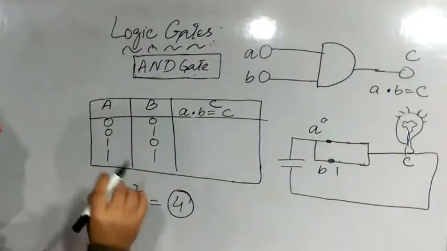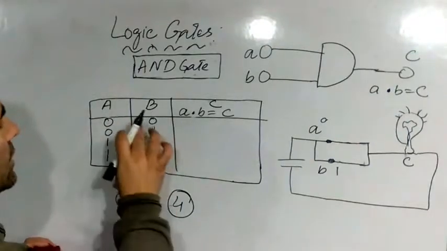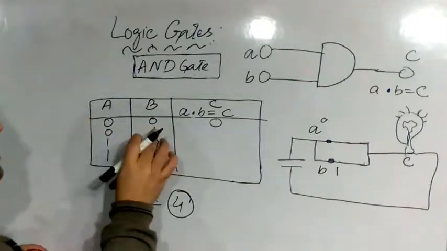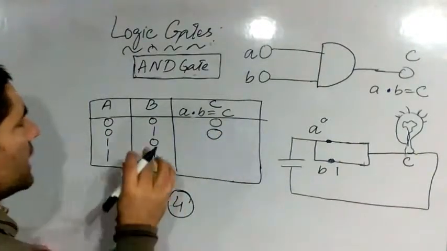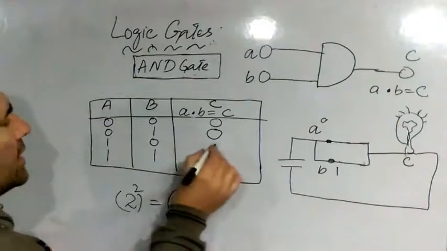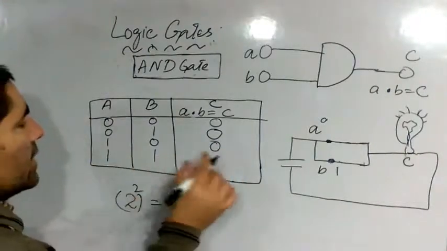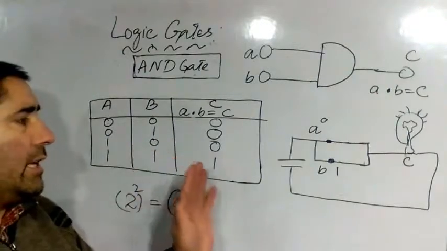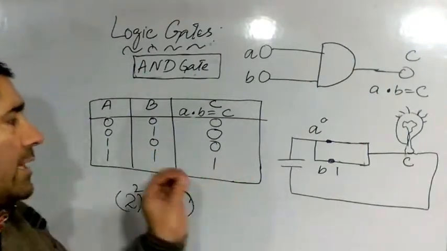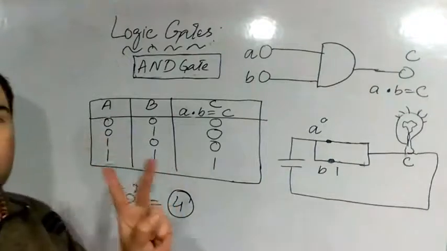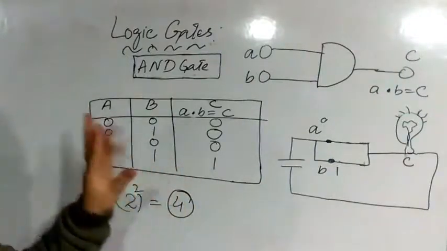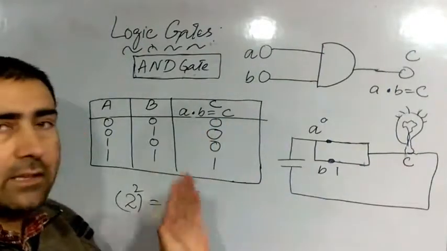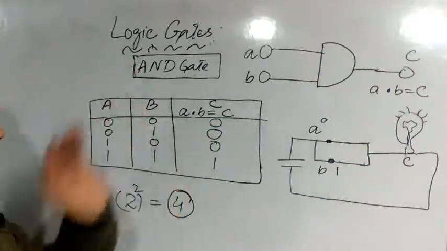This is 0 and 0. 0 and 0 means 0. 0 and 1 means 0 in case of this AND gate. 1 and 0 is 0. 1 and 1 is 1. In case of this AND gate, the signal is 1 only when both the inputs are 1. If one of the inputs is 0, we will get no signal. We are getting 0 in case of this AND gate.